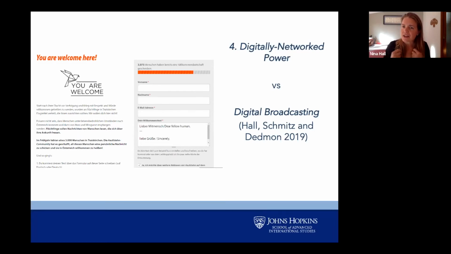So what does that mean? They try to mobilize people, both online and offline, by asking them to sign petitions or to get out in the streets and protest. An example of this is an Austrian group, Aufstehen, which is part of my case study, which during the refugee crisis in 2015 asked people to sign to say, you are welcome here, to the refugees in Austria. And they had over 3,000 people sign up. So they're trying to create a social movement, a support generally for refugees.